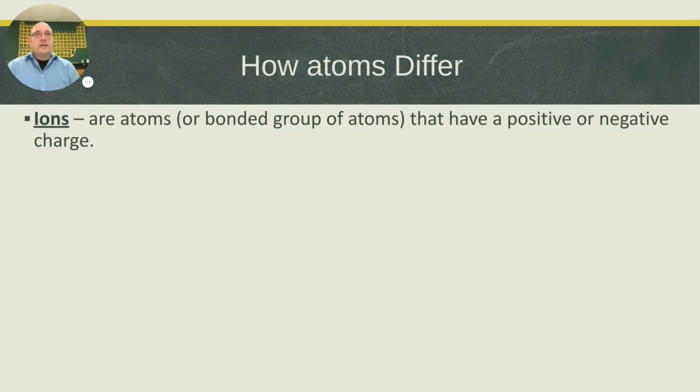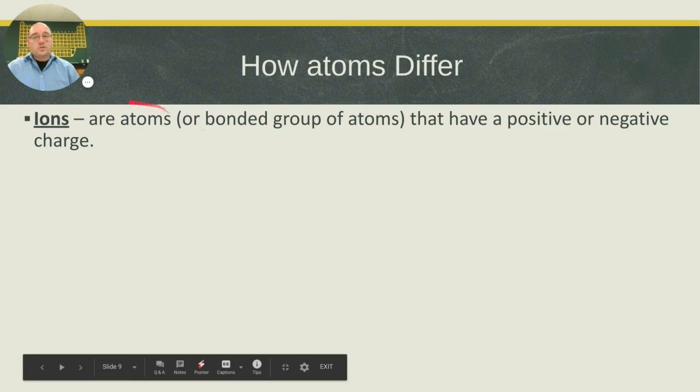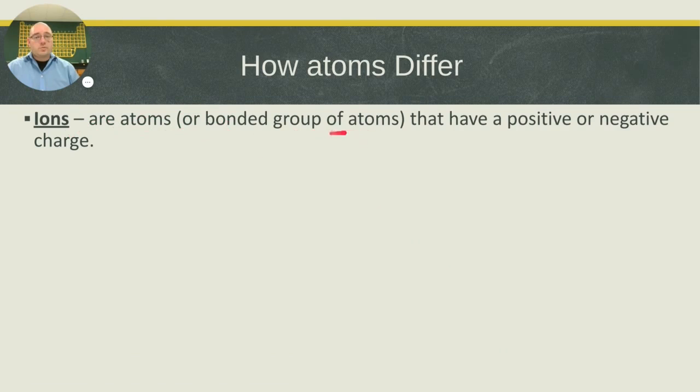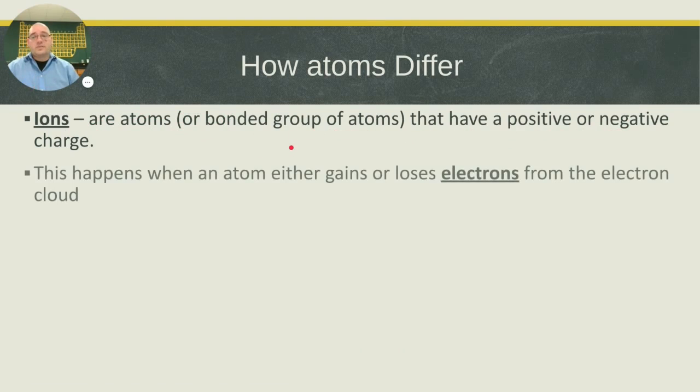Ions are another way that atoms differ. You can have 2 atoms of the same element that have different numbers of electrons, all right? So they're going to have charges. Ions are atoms or a bonded group of atoms that have a positive or negative charge. So you can have positive ions and you can have negative ions. And that happens when the atom either gains or loses electrons from the electron cloud.